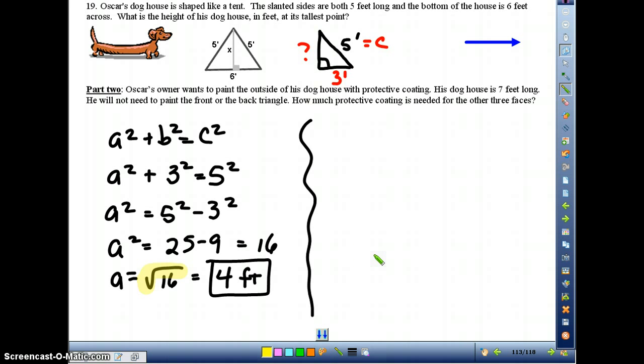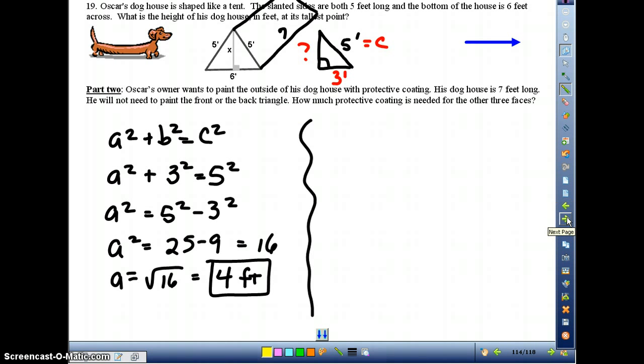Now on to part 2. Part 2 says, Oscar's owner wants to paint the outside of his doghouse with a protective coating. His doghouse is 7 feet long. It looks something like that. It looks like a little tent. He will not need to paint the front or the back triangles. How much protective coating is needed for the other 3 faces?